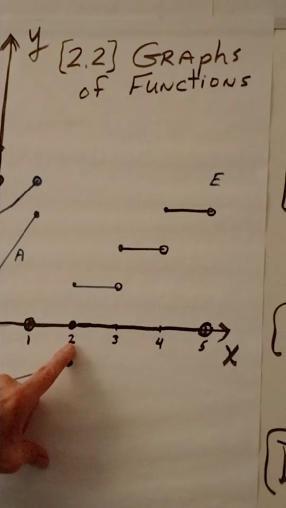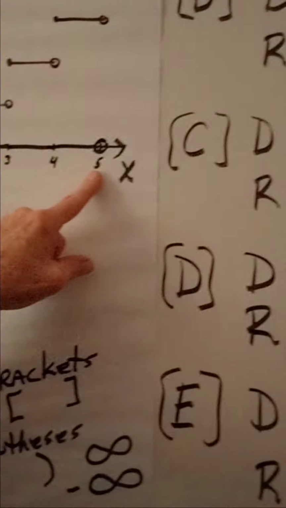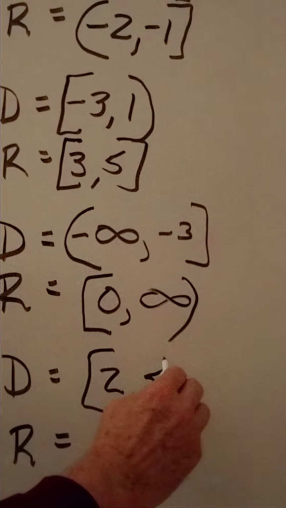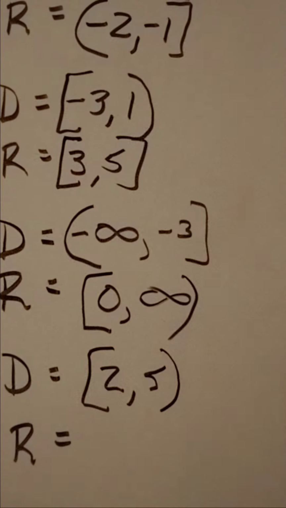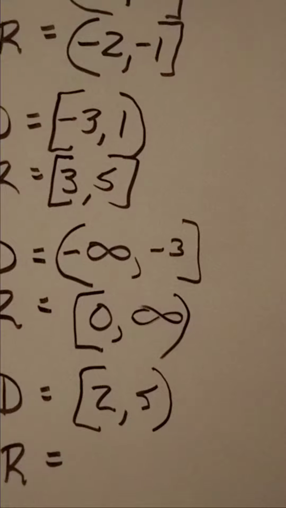So domain 2, he counts, bracket. 5 is going to be written last, and he's going to get a parenthesis because it's an open circle. The graph does not include 5. It's every value up to 5.